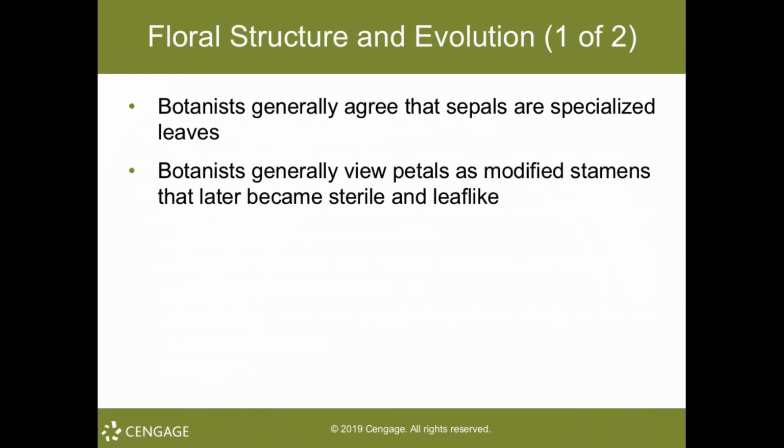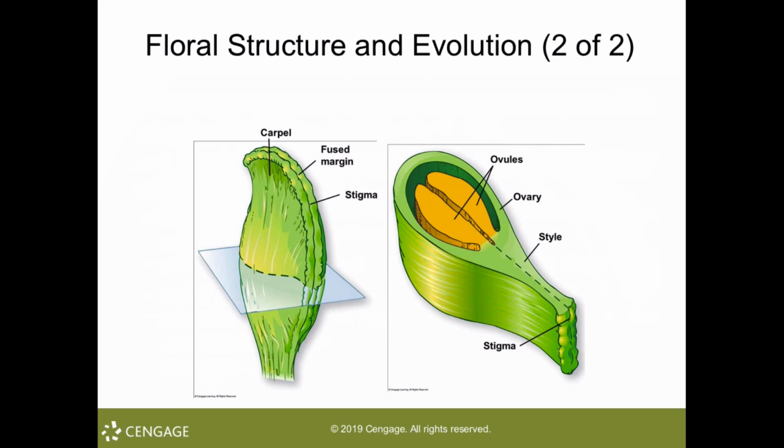So the botanist stated that those sepals are specialized leaves. And the petals are modified stamens that became sterile and then leaf-like to attract pollinators, in respect of those showy petals. What you're seeing here in A is a carpel that's folded. I repeat, this is a carpel, and it looks just like a leaf in which the ovules are borne. And then in B, you have a cross section showing the carpel.